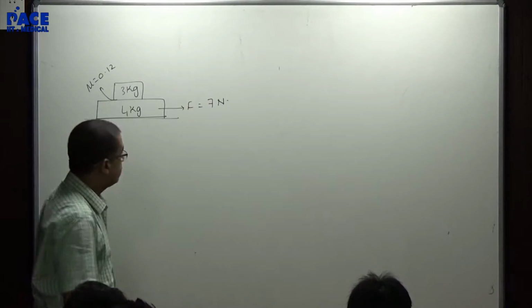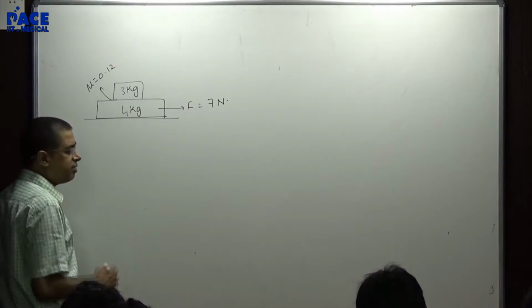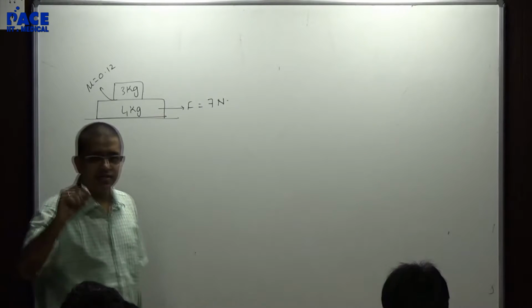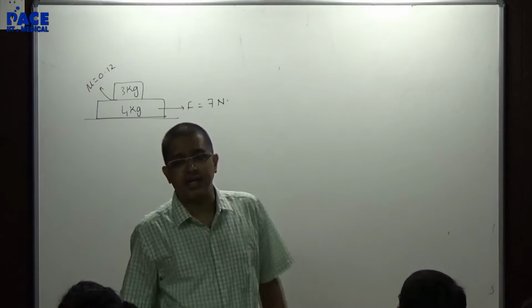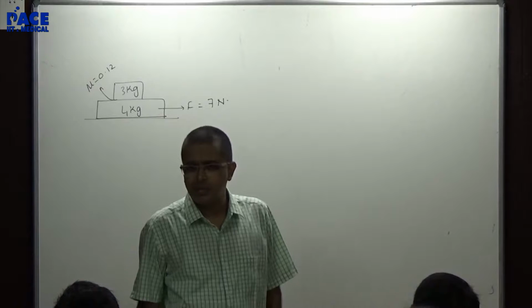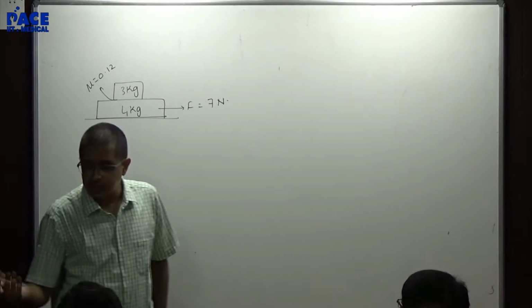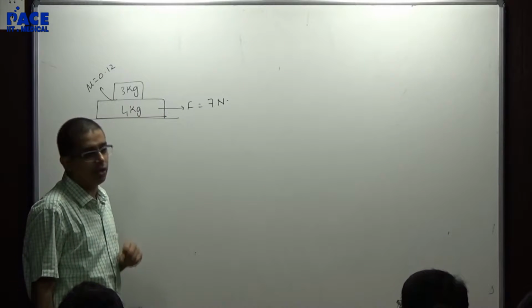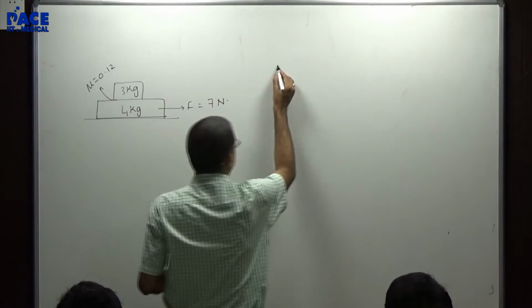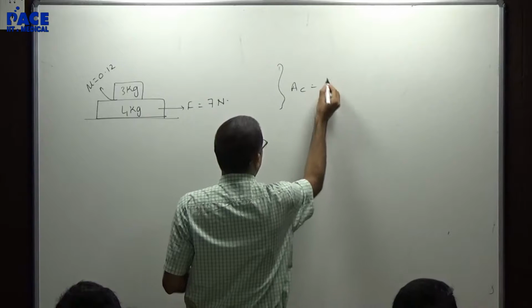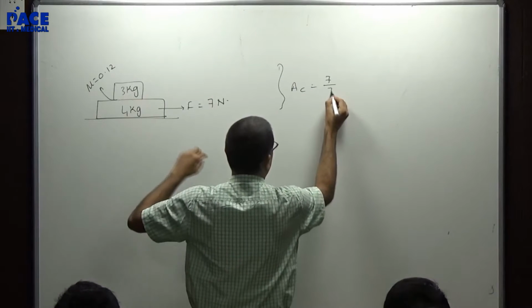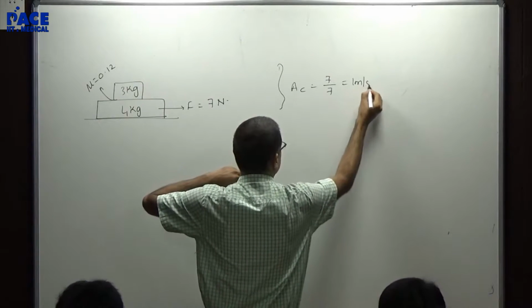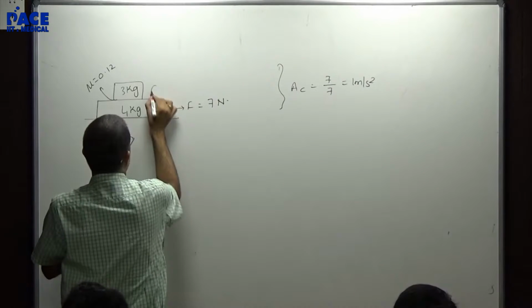Now listen. In such type of problems, first decide what is the value of friction acting on it. What do you mean, what is the value of friction? Value of friction will be dependent on whether the 3 kg block is sliding on this or not. Find out a common. 7 divided by 7 will be 1 meter per second square.